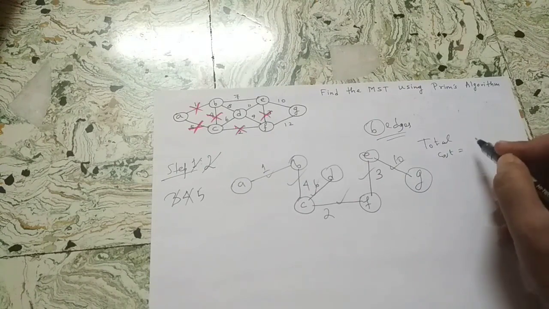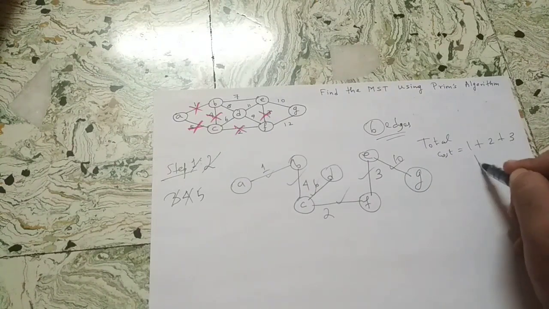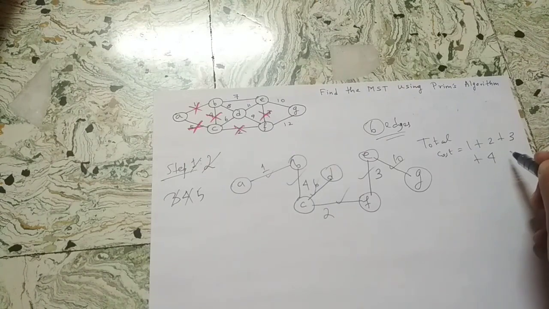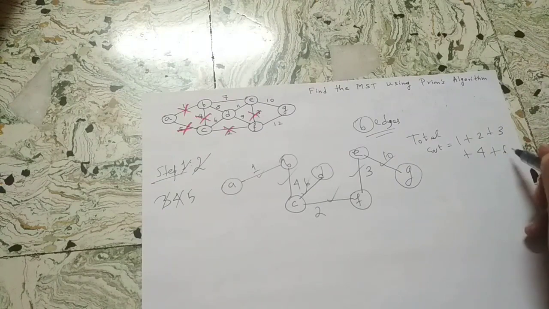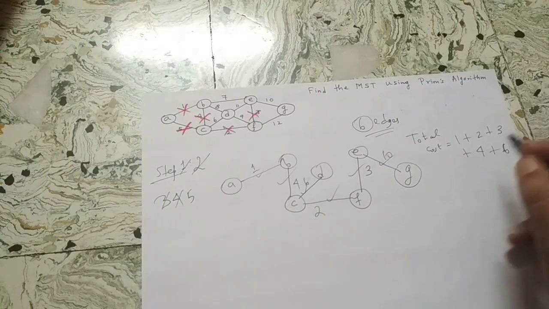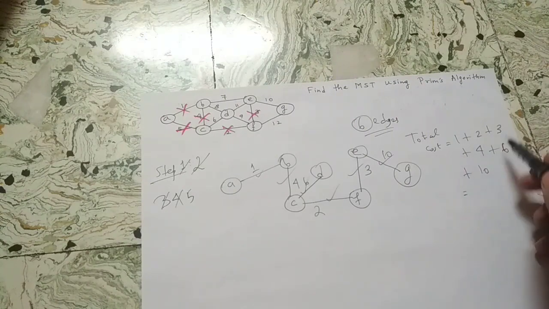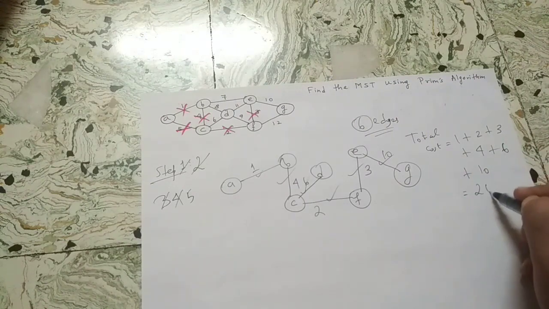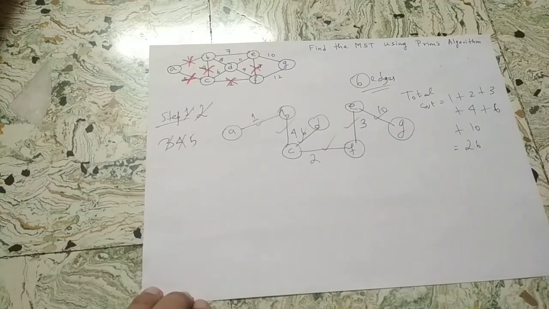The total cost comes out to be 1 plus 2 plus 3 plus 4 plus 6. So that's 1, 2, 3, 4, 5 plus 10. So it comes out to be 1 plus 2, 3, 6, 10, 16, 26. So it comes out to be 26. Now, had I applied Kruskal's algorithm, I would have got the same result.